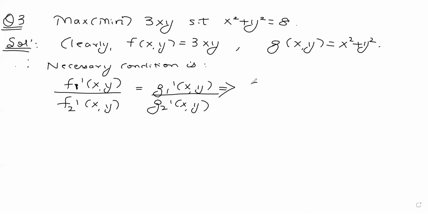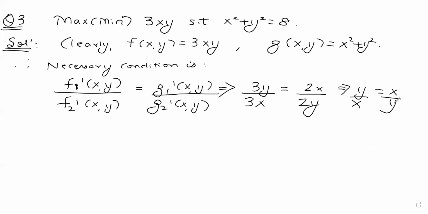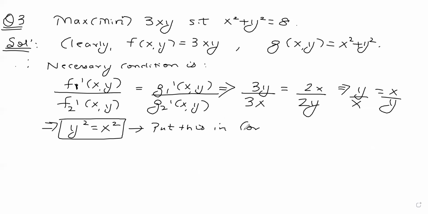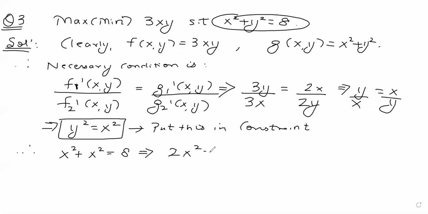What is f1 dash xy? 3y. What is f2 dash xy? 3x. What is g1 dash xy? 2x. g2 dash xy? 2y. So this implies y by x is equal to x by y, which implies y square equals x square. Now y square equal to x square, we can put this in the constraint. What is the constraint, guys? X square plus y square equal to 8. So 2x square equals 8, which implies x square is equal to 4, which implies x is equal to plus minus 2.